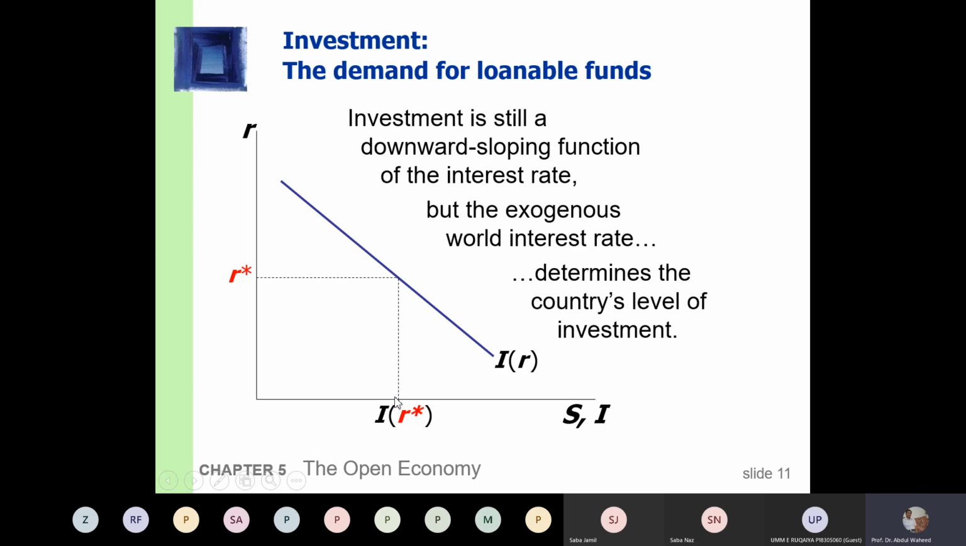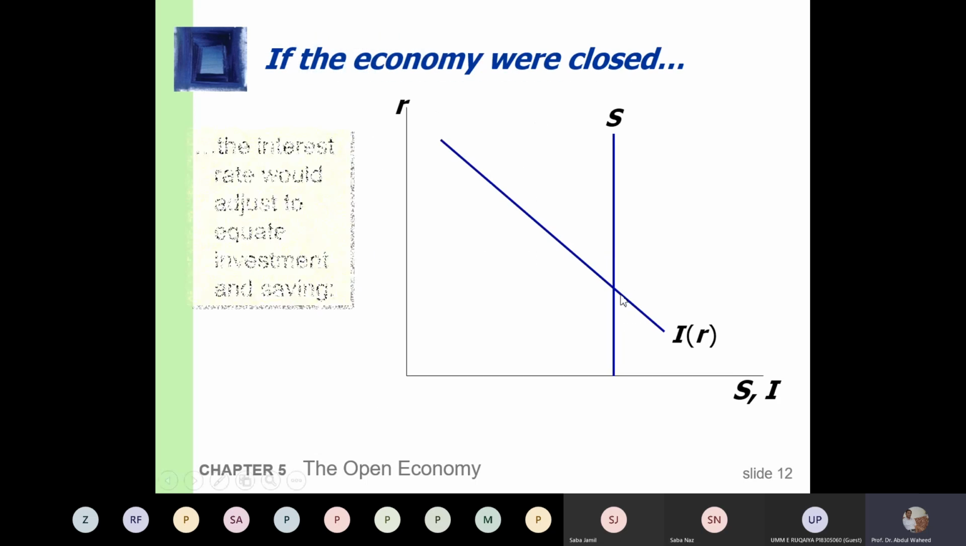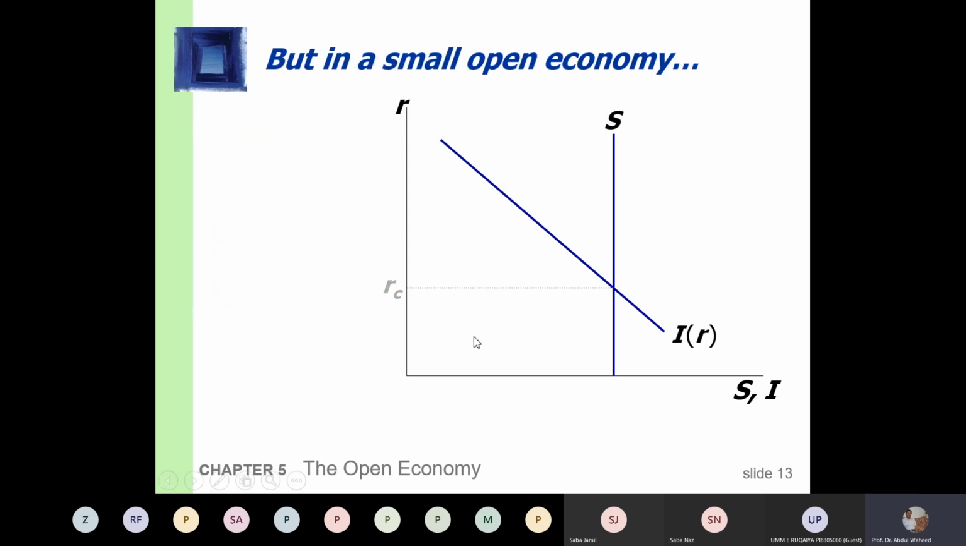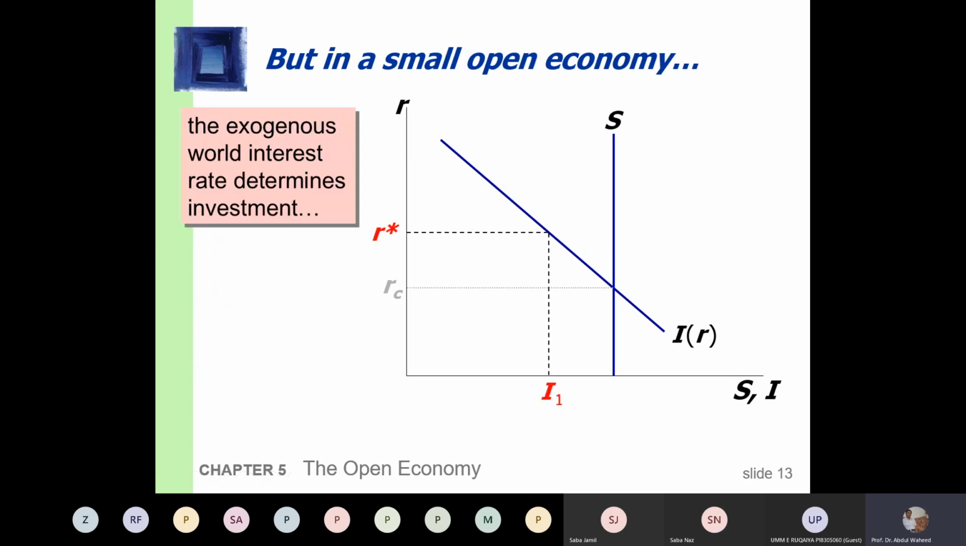And this is the graph. The interest rate would adjust to equate investment and savings. So again, the adjustment factor is the real interest rate. So suppose this is the country's interest rate, and here is the world interest rate. So the world interest rate will determine investment. The country's interest rate will not determine it.